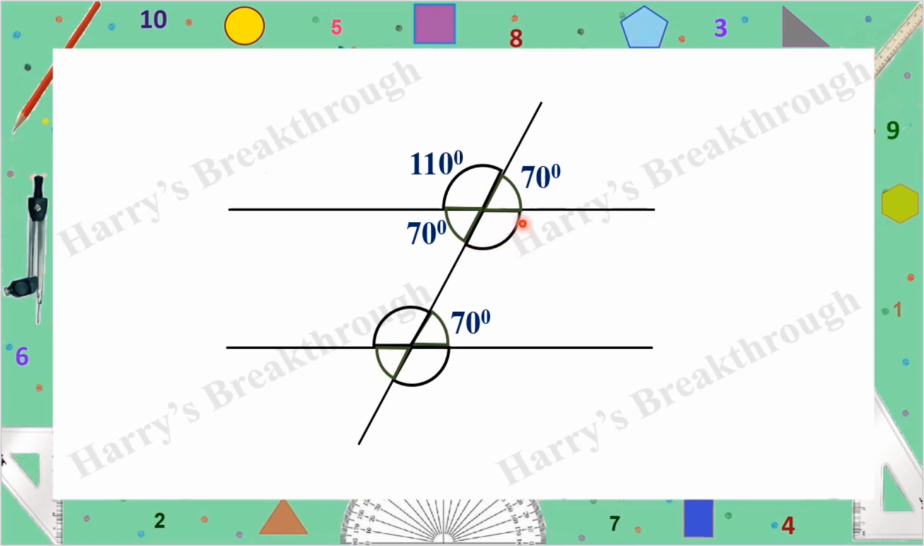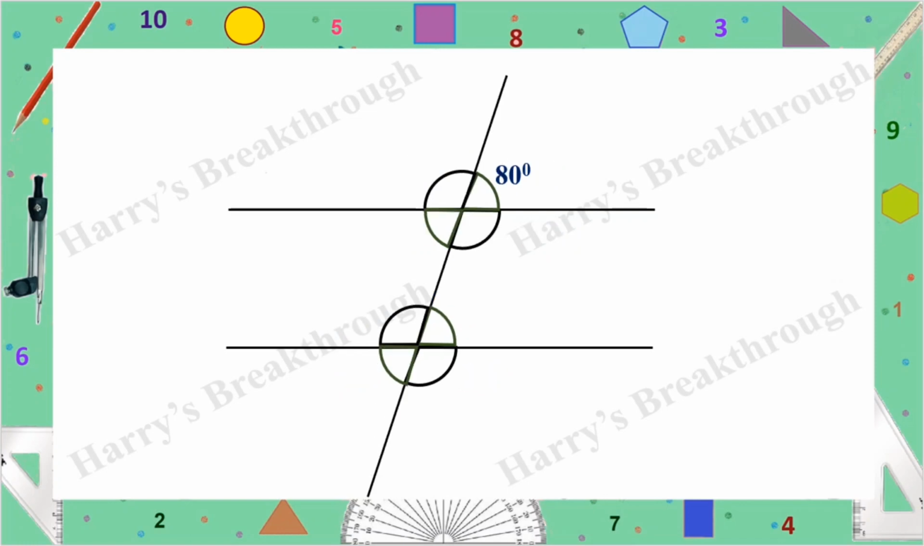Now we can find this angle. This is also 110 degrees. Then this is the opposite angle, so this is 70 degrees. And this is 110 degrees. And the last one is 110 degrees. So like this, we can find the remaining 7 angles.